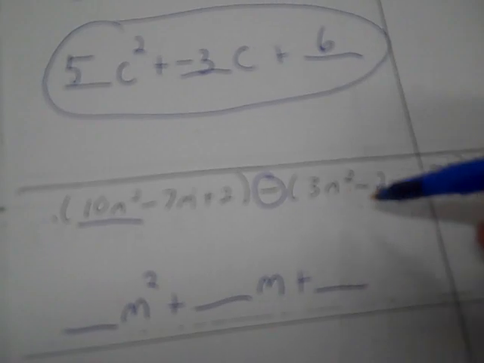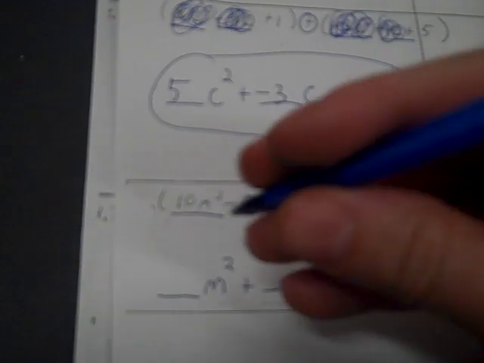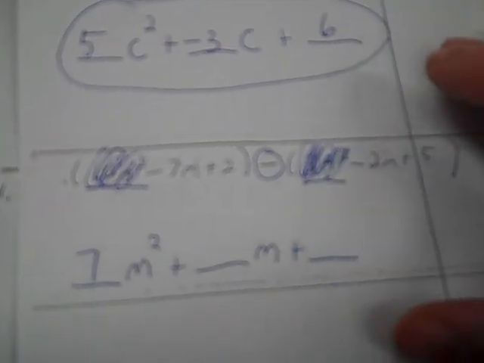Okay, so we need to look for m to the seconds. In the first polynomial, we have it right there, 10m to the second. Minus, in the second polynomial, we have m to the second here. Okay, so I take 10 minus 3. That's 7. Probably didn't need a calculator for that. Then we cross out those terms and forget about them.